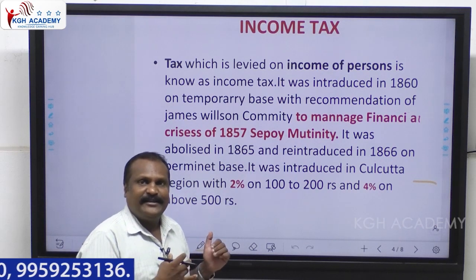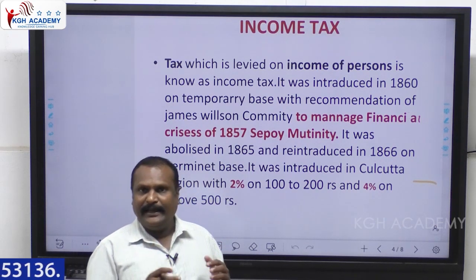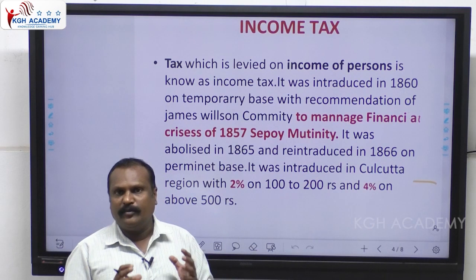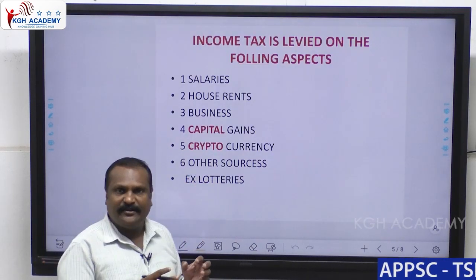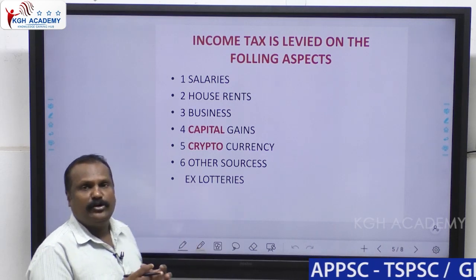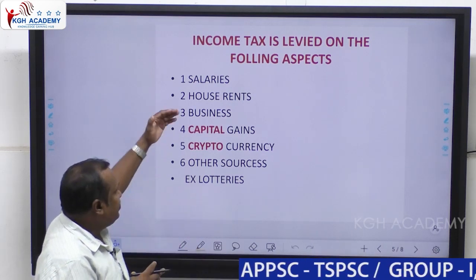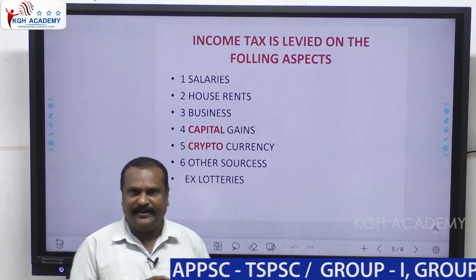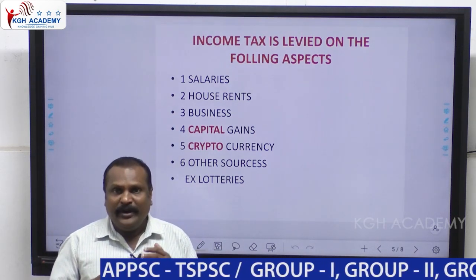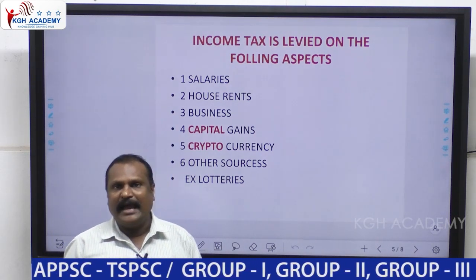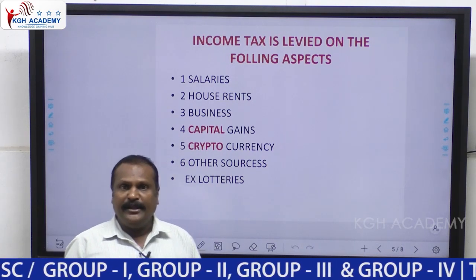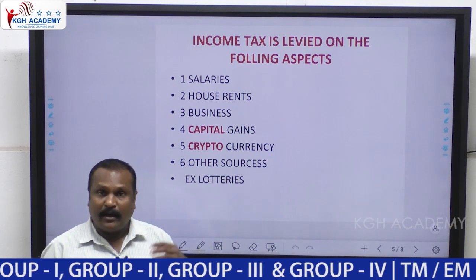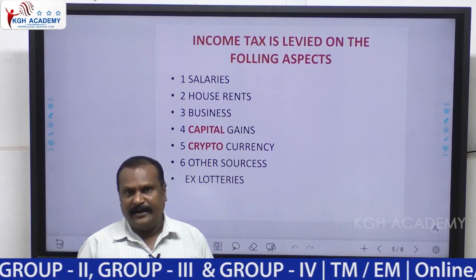So, let us discuss the income tax slabs in India according to the 2023-24 budget estimation. Income tax is levied on the following aspects according to the 2023-24 budget estimation. There are six aspects. First, take the salaries. Any employee who gets income of more than 3 lakhs annually has to pay income tax to the central government. It may be an employee in the government sector, private sector, organized sector, or any unorganized sector.